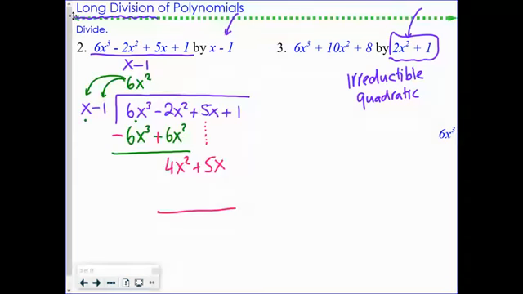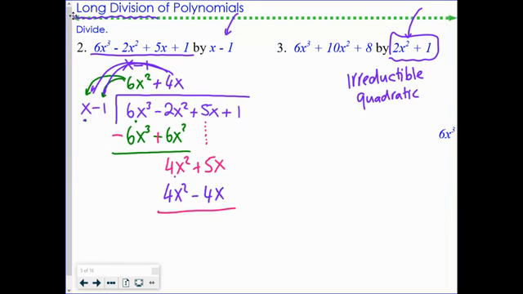So here we go. 4x squared needs to be divided by x, which gives me 4 plus 4x. Put that up at the top. Multiply it back over these two. Don't do these arrows all over your work, it makes it look really messy. 4x squared, 4x times minus 1 gives me minus 4x.